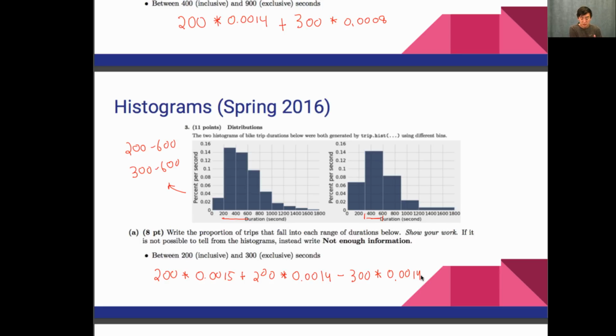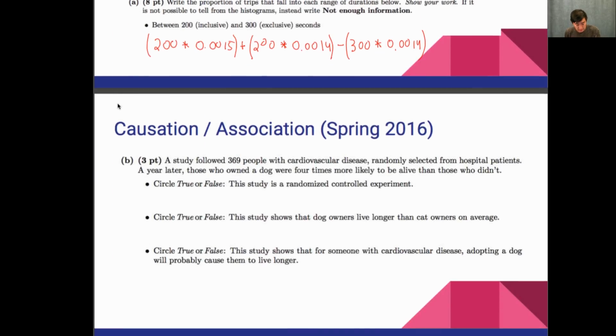To make it simpler for you, I'll just write some parentheses here. This is the total values you're going to want to be differentiating by. Again, 200 to 600, 300 to 600. If we subtract the two, then we're going to end up getting 200 to 300. Okay, so that's that.